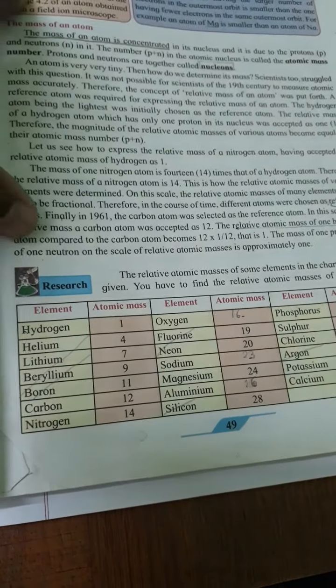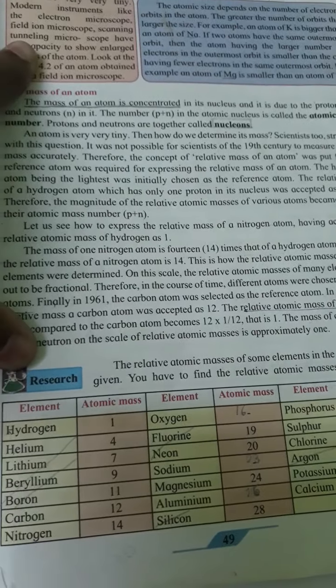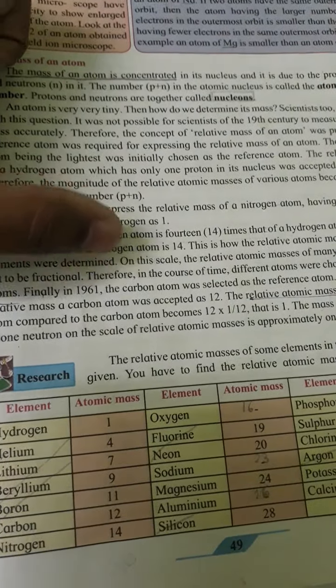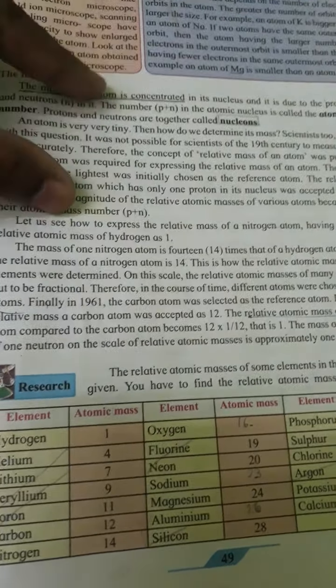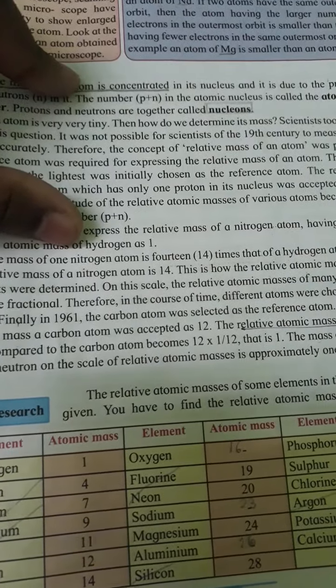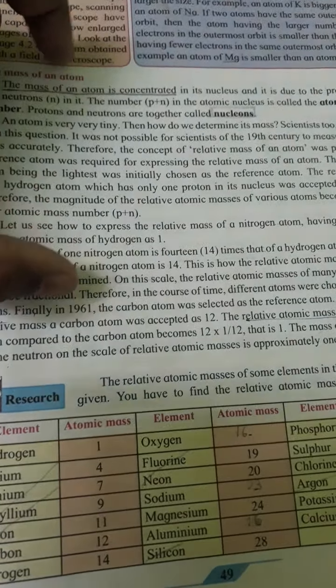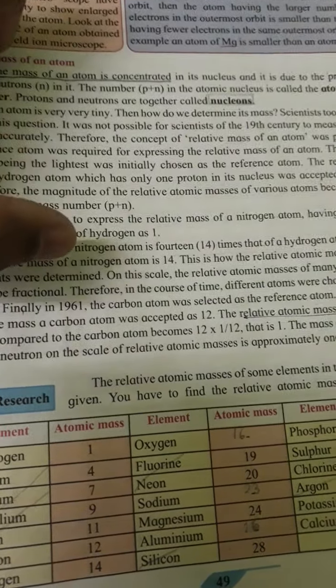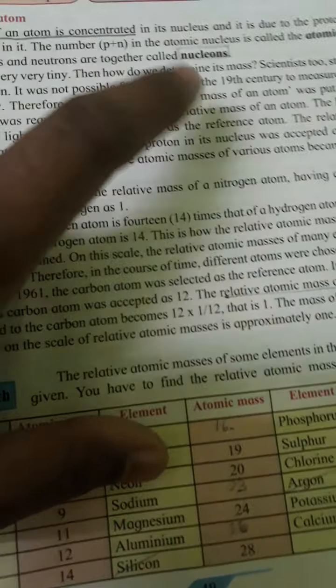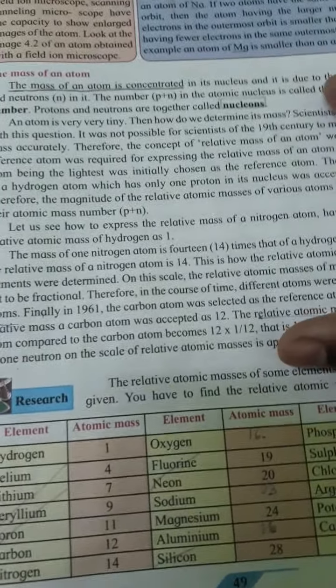So you can see two reference atoms are used, first hydrogen then carbon. And what is the need of relative mass of an atom? Relative mass is required because scientists did not have any other means at that time to calculate the mass of an atom. That's why they used the concept of relative atomic mass. So you have to read these things and you can simplify and write this in 4 to 5 lines.